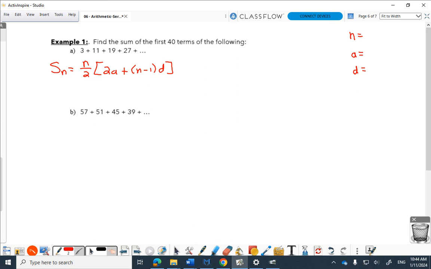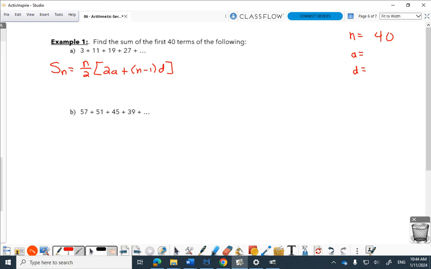What's n? How many terms am I supposed to add up? 40. Well, okay, finding n is often pretty straightforward. Most of the time, they just tell you how many terms they want. Most of the time. There is that one question out there where they give you the last term. You got to work it backwards, okay?